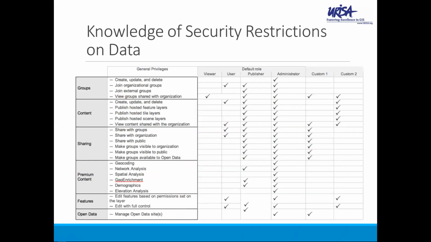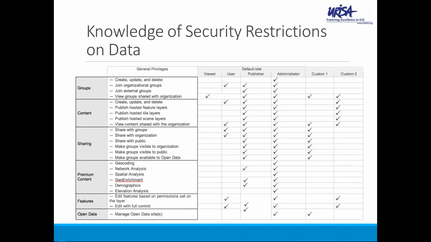Security restrictions on data. What we're really concerned about in this area is who owns the data and what kind of privileges a user is allowed to have in terms of working with this data. This example shows how security might be planned for use of data on ArcGIS Online. We can see that we have a bunch of default roles: users, viewers, publishers, administrators. And for each of those roles, we provide different types of privileges on the data.